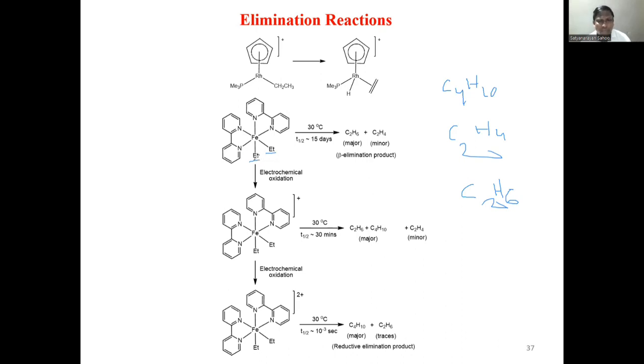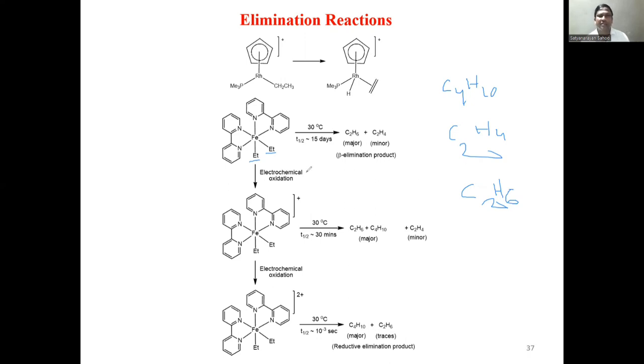Now see, when both the ethyls are gone, what do you call it? Can you just name it? This is called reductive elimination. That means both the ethyls are gone, two groups are going away from the metal center, and there is a decrease in oxidation state by 2 units. So the product is C4H10. We call that reductive elimination.